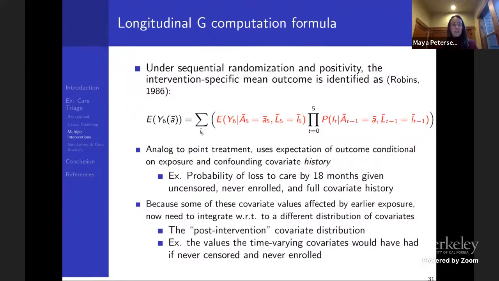So under this sequential randomization and positivity assumption, we can look at the generalization of that single time point G computation formula. This is the so-called longitudinal G computation formula. Really, the idea is exactly the same. We've got here our expectation of our outcome, given that you followed the regime of interest, so you either never enrolled or always enrolled immediately, and given your covariates. But then the difference is that we integrate with respect to the post-intervention distribution of the covariates. In other words, at this step, we're really recapturing what the values of those covariates would have been under the regime of interest. So we don't lose that aspect of the effect that's mediated by those intermediate covariates.